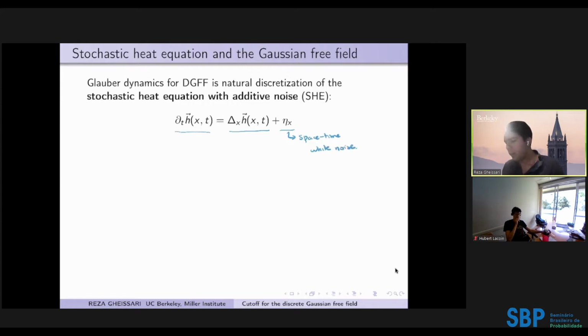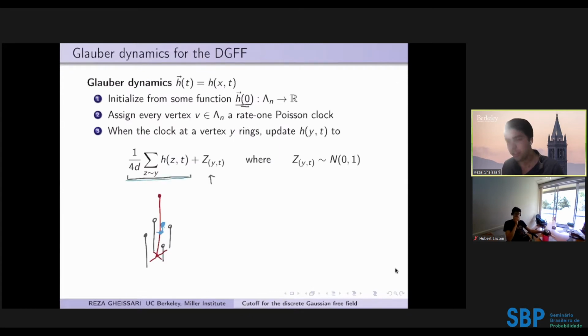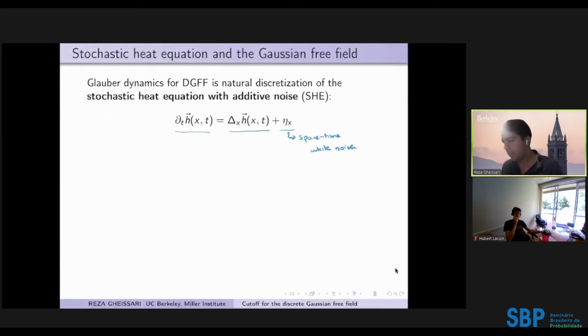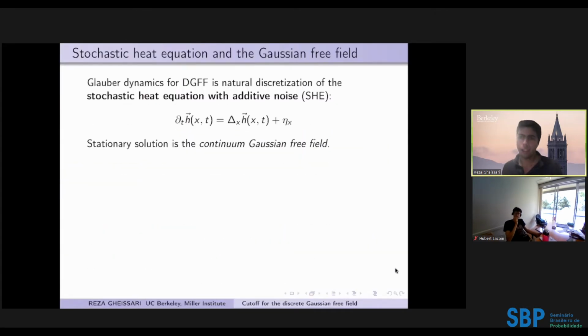Okay, so if we look back to the last slide, you had this averaging effect, which the Laplacian is taking care of, and then this Z is just a space-time white noise. So you see that this is a continuum process for which the Glauber dynamics of the DGFF is a natural discretization. Now, this SPDE has been very well studied, and it admits a stationary solution, which is called the continuum Gaussian free field. Okay.